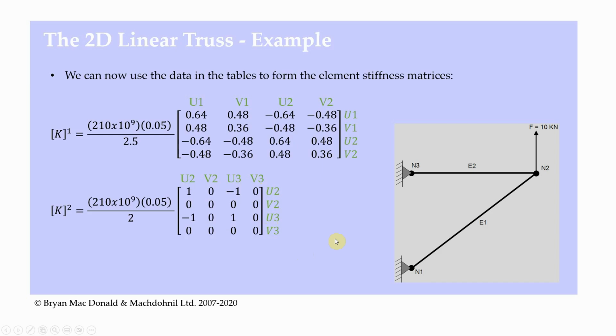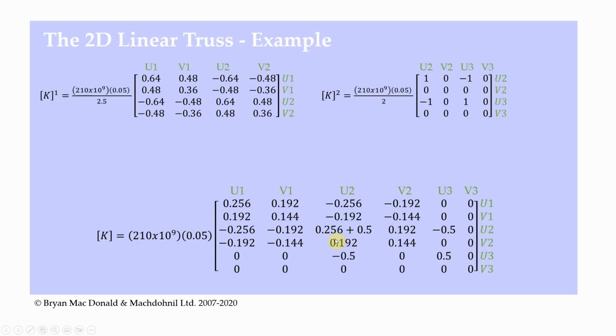So then on my next slide, I'm going to try and put these together. First of all, let's take a look at element number 1. If I compare the two elements, I can see that I've got 210 by 10 to the power 9 times 0.05 divided by 2.5, and here I have the same thing divided by 2. So when I put something from this one in here, I'm going to divide it by 2.5. When I put something from this one here, I'm going to divide it by 2.